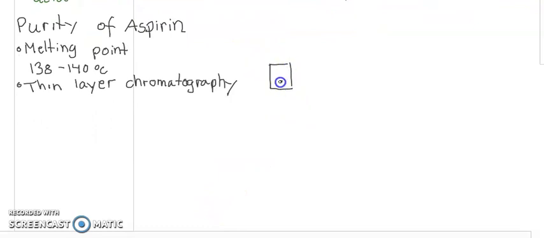When you add one dot of whatever you have made, hopefully aspirin and hopefully pure aspirin, you put it in a solvent and you wait a little bit. And what you will get then is multiple dots a little bit higher up on the paper. If you only have one dot, then it's pure. If you have multiple dots, these other dots have to be something else than aspirin. So thin layer chromatography is another way to check if it's pure or not.